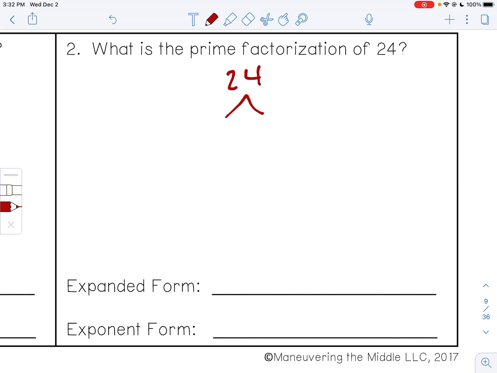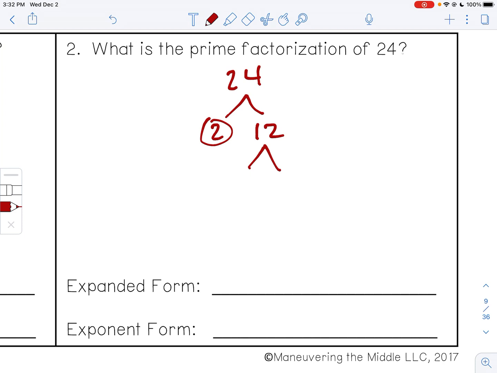So I want you to think about 2 numbers that I can multiply together to get 24. Again, like I said on the first one, I see that 24 is even, so I'm just going to use 2 to make it easy on myself. And I also know that that's a prime number. What times 2 gives me 24? Hopefully you're thinking of the number 12. Now, is 12 prime? No. So I need to draw 2 more branches.